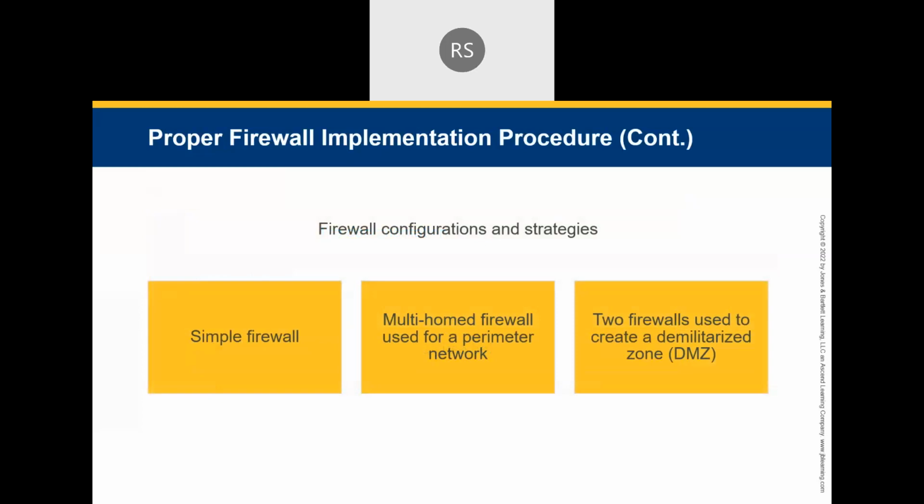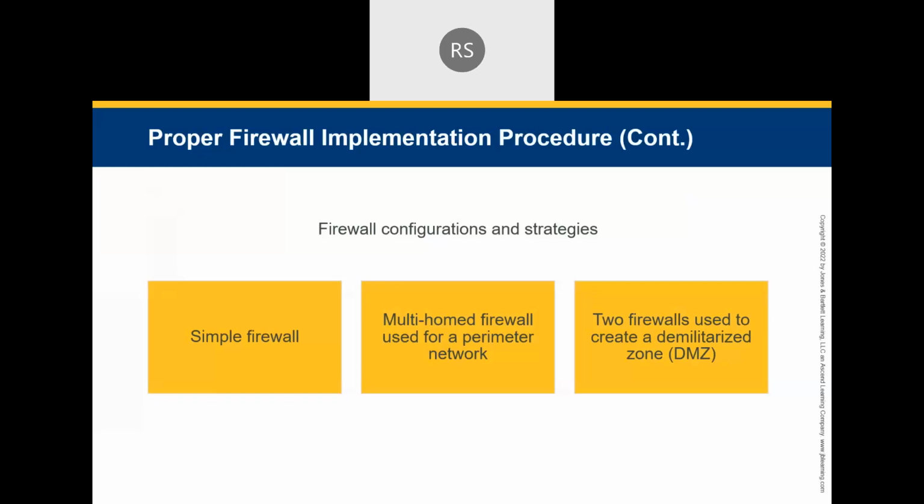Now, the two firewalls that are used to create a demilitarized zone. So when you create a DMZ, this involves deploying two firewalls to enhance security for publicly accessible services. So this is something that's commonly going to be employed in scenarios where isolated zones for external facing services are important. It involves a combination of internal and external firewalls with the DMZ acting as an intermediary zone.